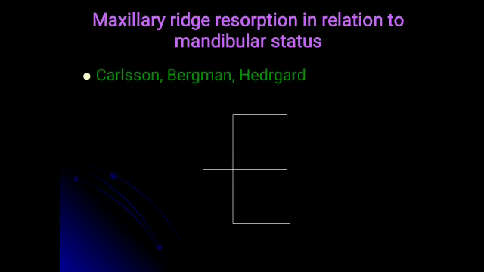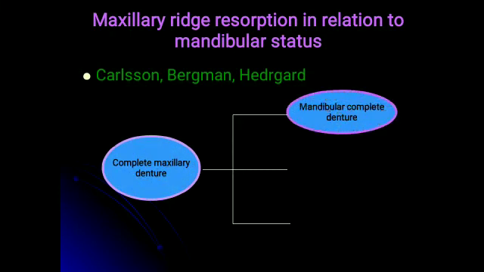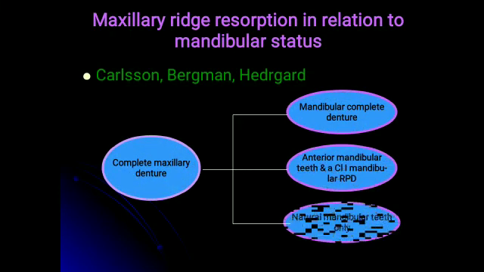Maxillary ridge resorption in relation to the mandibular status. According to Carlson, a complete maxillary denture resorption in relation to the mandibular denture: complete denture, anterior mandibular teeth, class 2 mandibular removable partial denture, and natural mandibular teeth only.